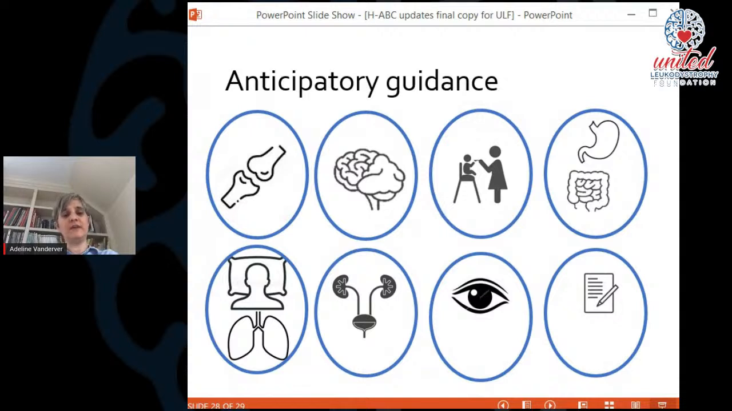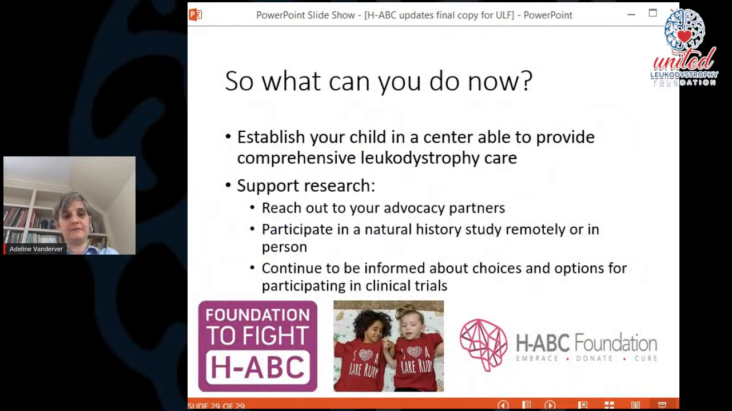And then a final thing that I do also want to say is that we've had a couple of children with differences in some of the large blood vessels that come out of their heart. So we do recommend that every patient with HABC be seen at least once by a cardiologist, just as a baseline test. Okay, next slide.